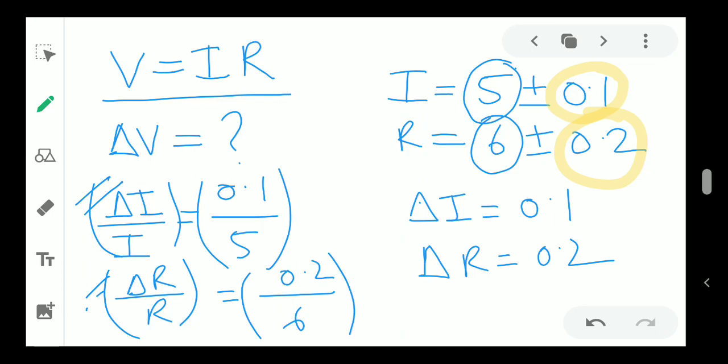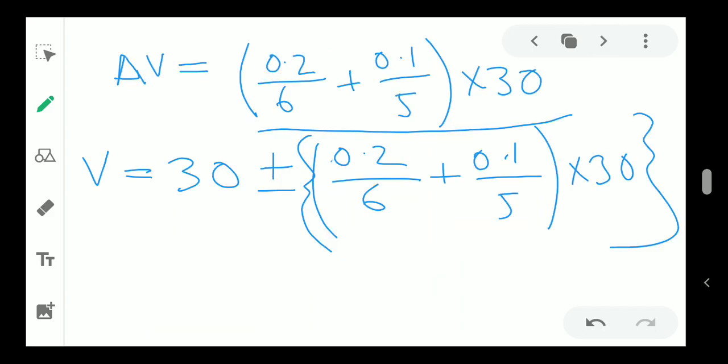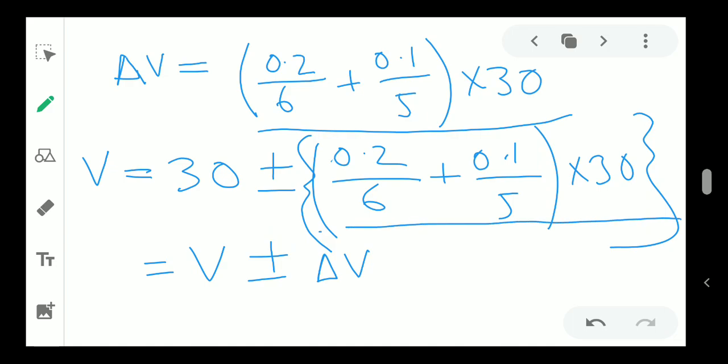After finding the relative error, you can add them, then you can find out the absolute resultant error, and you can use that in your final expression. So this expression is basically V plus minus delta V, okay? So your delta V is this whole thing, and your V is 30. So these things are there.